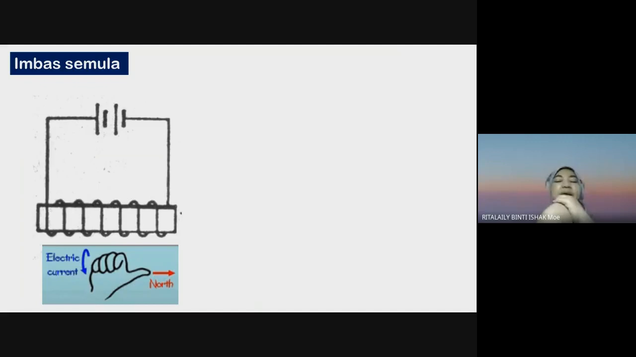After we know which end is north and which end is south, to determine the direction of current we use the right-hand grip. Remember, we use the right-hand grip to determine the polarity of a solenoid that carries current. Let's say we know the direction of current. Our four fingers show the direction of current, so the thumb is always pointing to the north. So north is here. Now when you are to determine the direction of induced electric current, you use this method. But the difference now is we know the polarity, we don't know the direction of current.